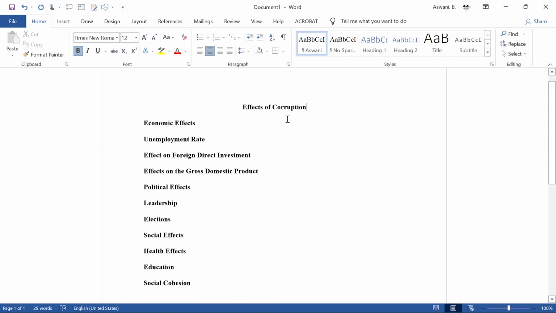So level 2 is something directly inside the title. In this case, economic effects is a level 2. According to them, besides being bold, just leave it on the margin. Do not center it. Do not indent. Do not do anything. It should be right on the margin.